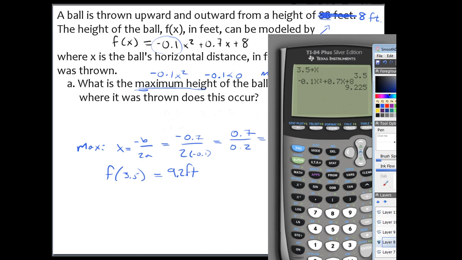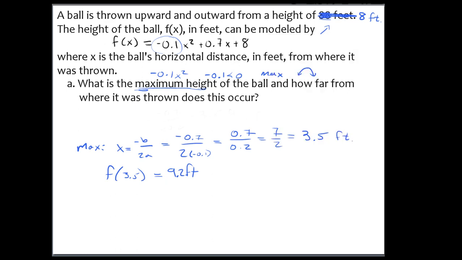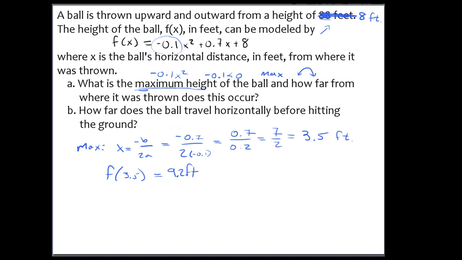Let's take a look at the next part here. The next part wants to know how far the ball travels horizontally before hitting the ground. To find that out, I think what I want to do is say when it hits the ground, h is going to be equal to 0. So I'm looking for f of x to be equal to 0. And instead of solving all of this, you know what I'm going to do? I'm going to use the quadratic formula. Rather than try to brute force my way through this or factor or something, I'm going to use the quadratic formula.